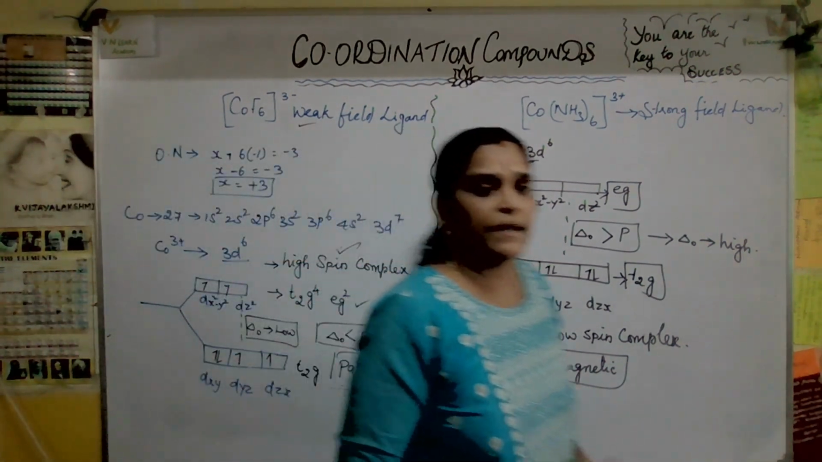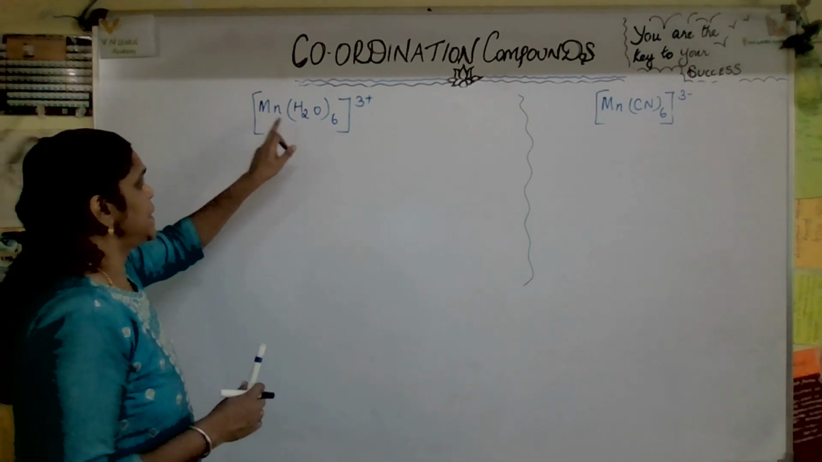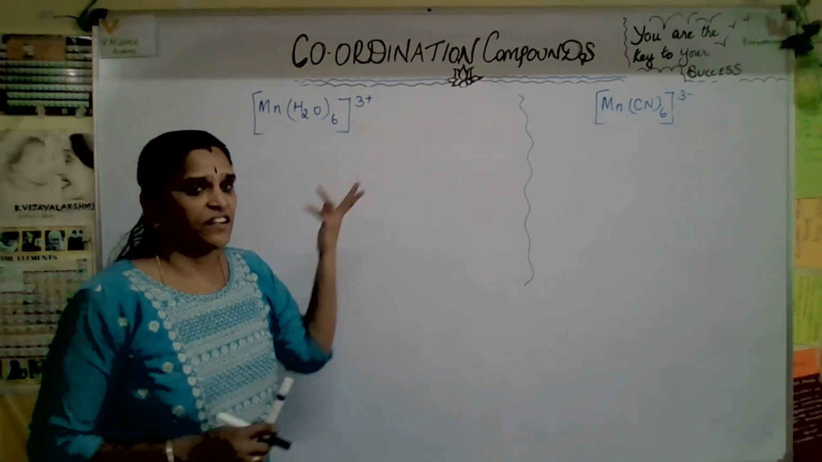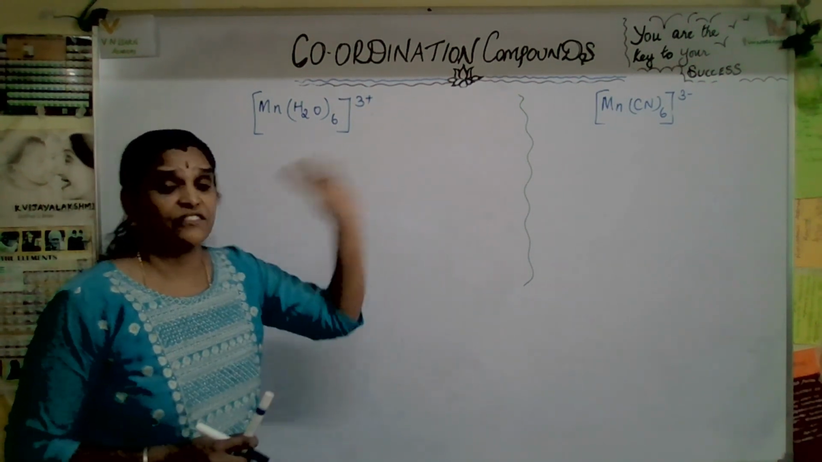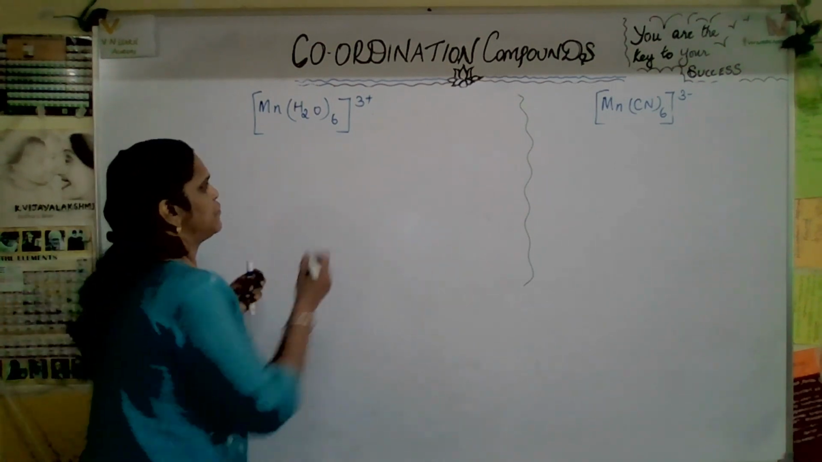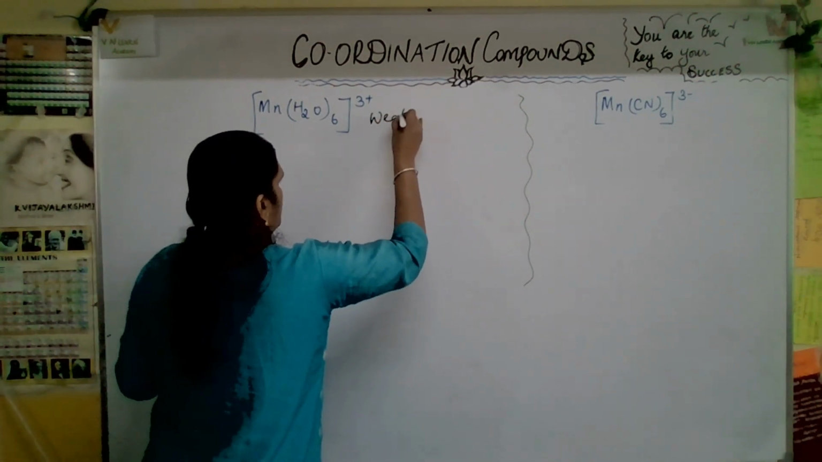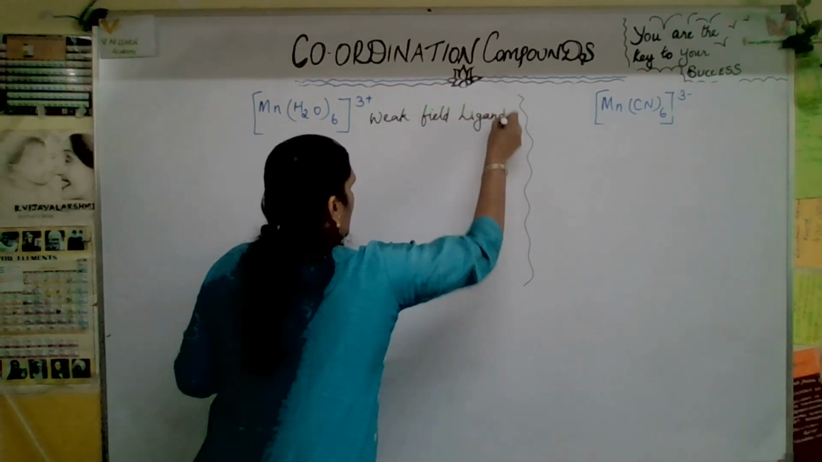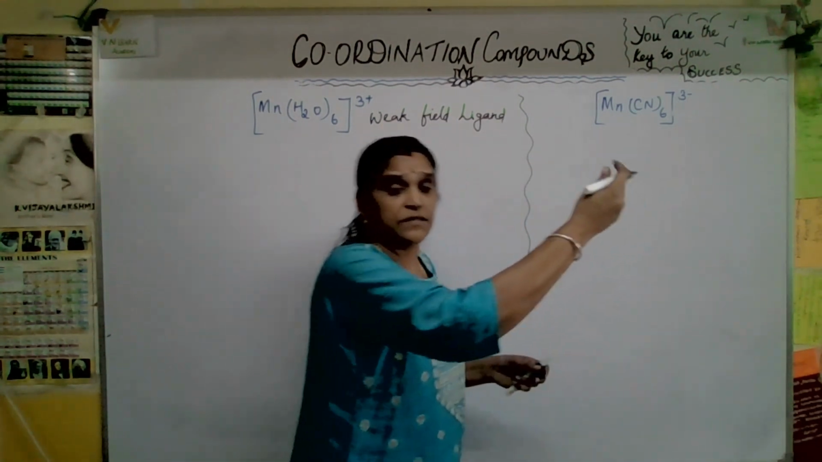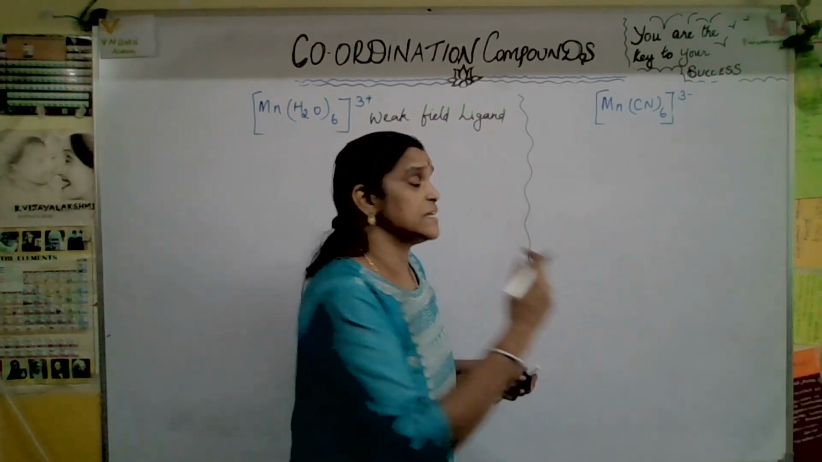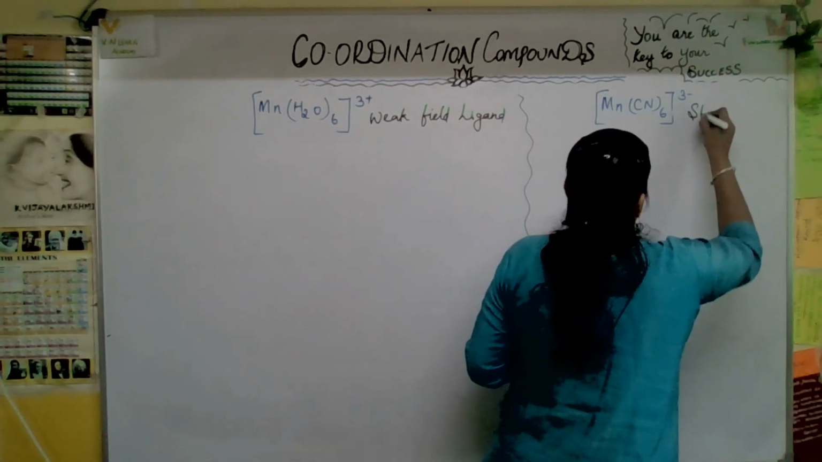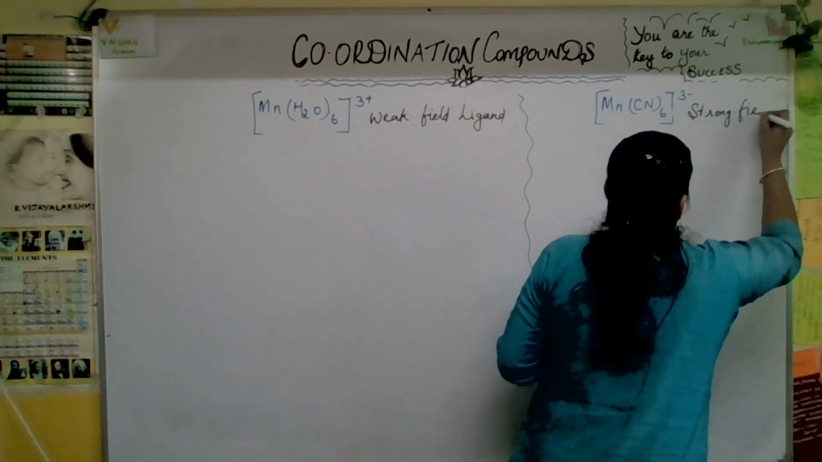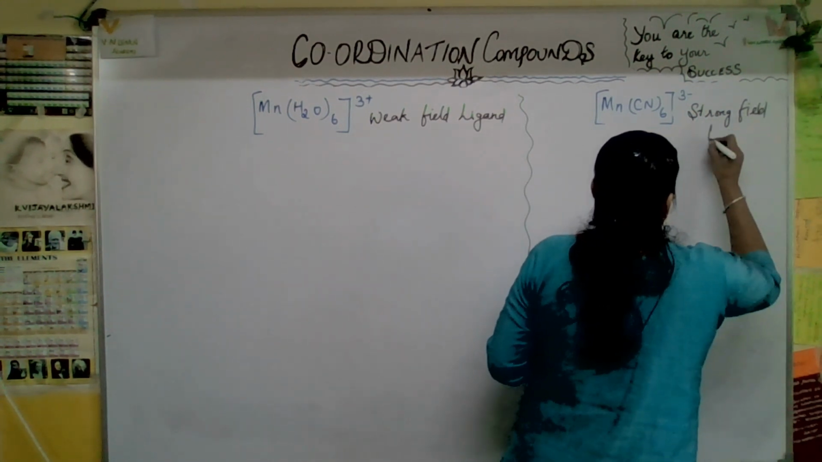Okay, we'll go through some more examples. Now, one more example: [Mn(H2O)6]3+ and [Mn(CN)6]3-. As we look at this, we will come to know which is weak field and which is strong field. H2O is 100% a weak field ligand. And CN, carbonyl compound is last and CN is before that, so it's a strong field ligand.